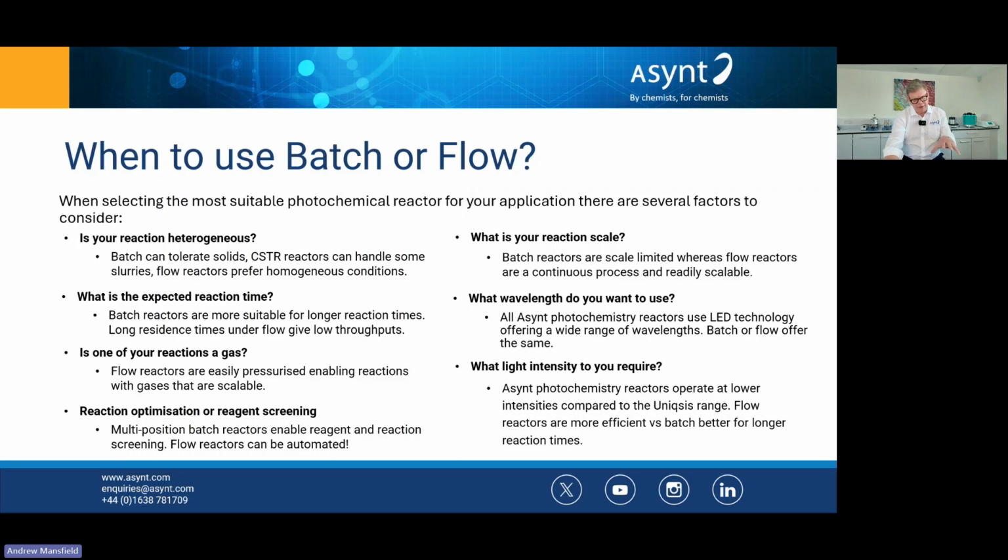So hopefully that's given you some kind of indication of where you'd want to go with your photochemistry reactors.